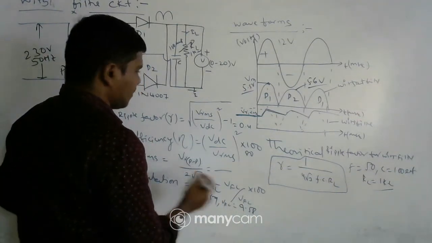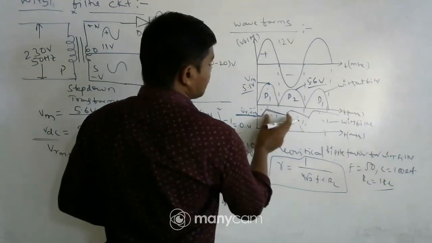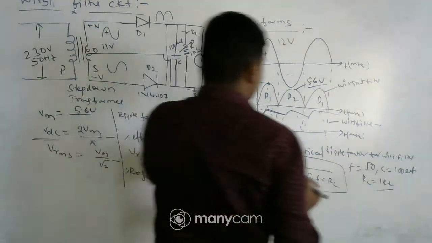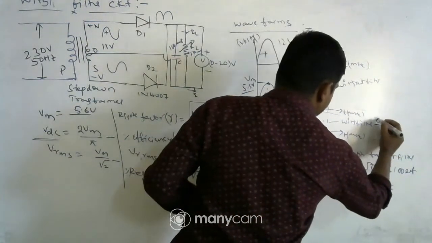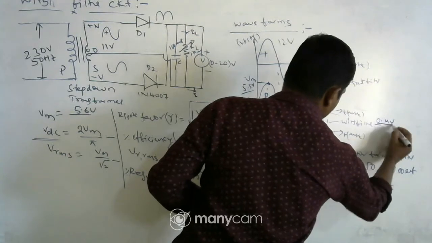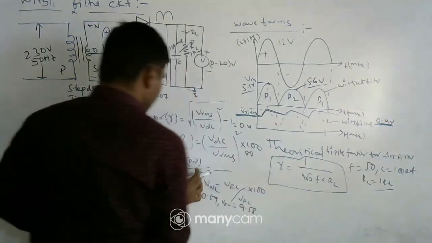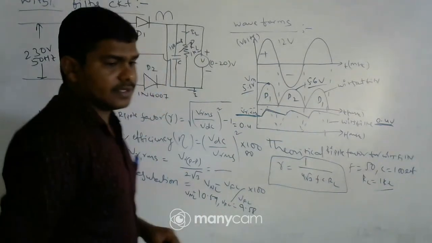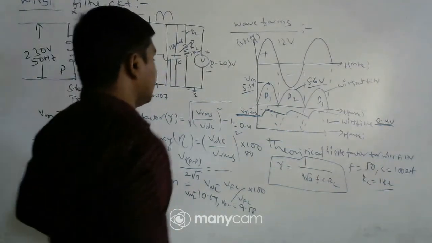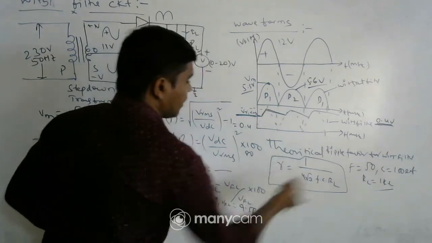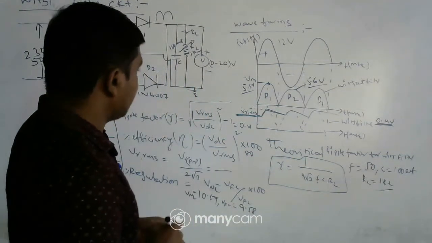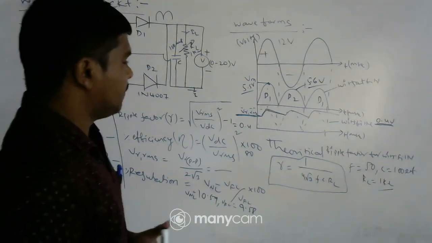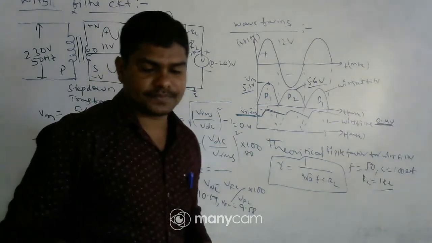VRMS is nothing but this amplitude. This amplitude you can see is 0.4 volts. Substitute 0.4 volts here and you will get the VRMS of this with filter output, and this one is the regulation theoretical calculation. So this is about your full wave rectifier with and without filter.